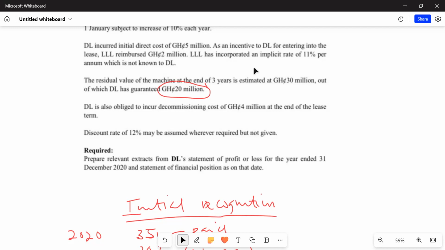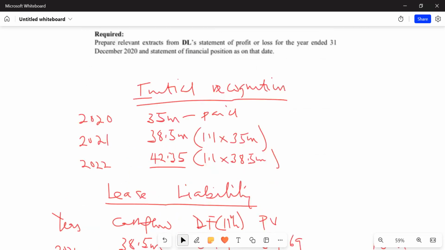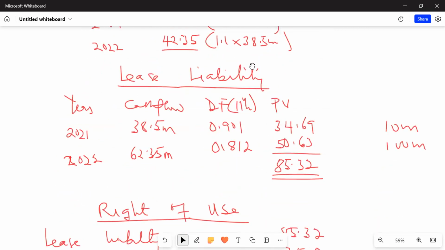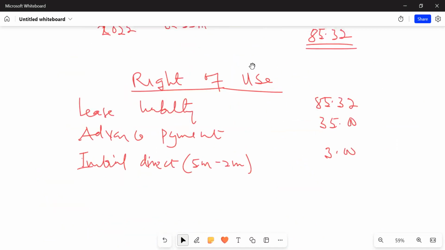So we are going to incur the 4 million at the end of the 3rd year. But we want to recognize the transaction today. What value are we going to put in our books? So we find the present value of the 4 million, the decommissioning cost, and add it to our assets. So let's go there. Let's find the present value of that. So we have the decommissioning cost here.